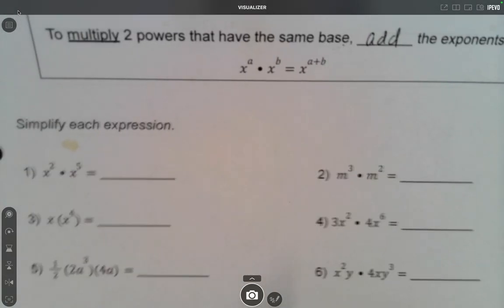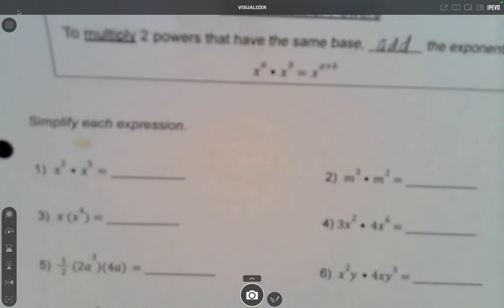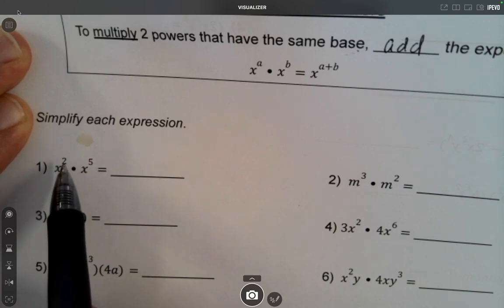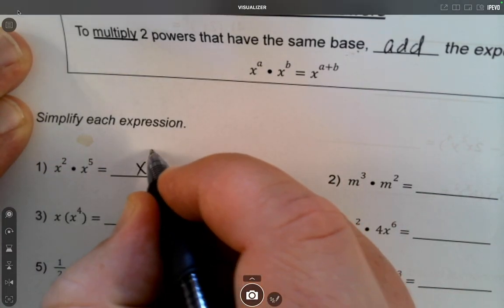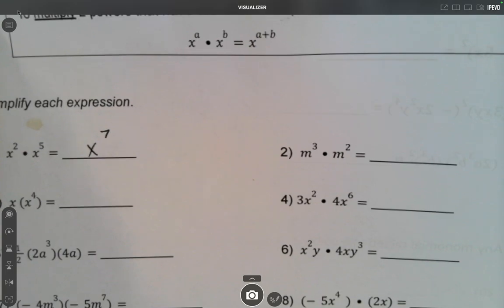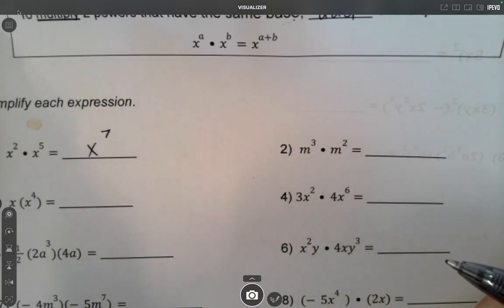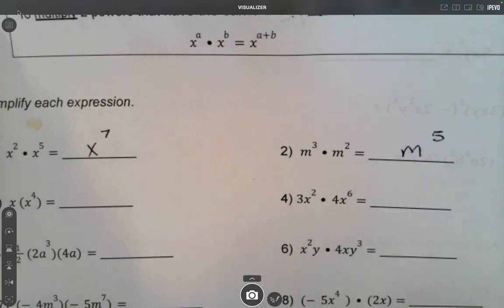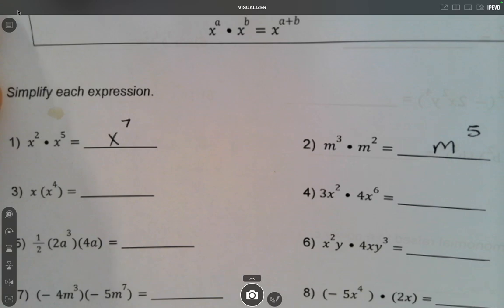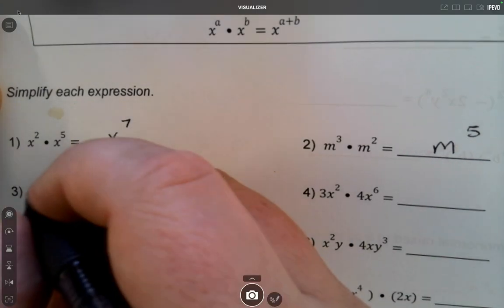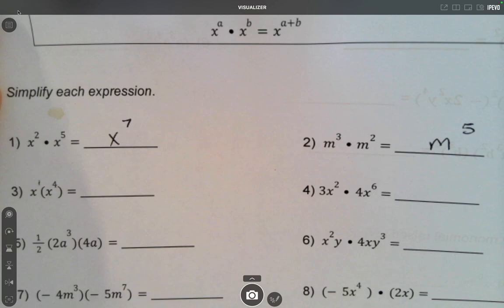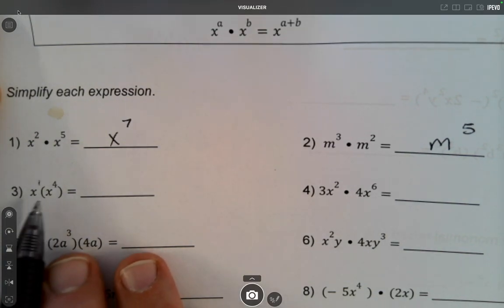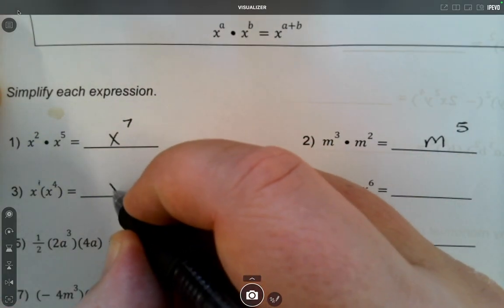So number 1, I think that focus will be a little better. They have the same base, so I just do 2 plus 5. The answer is x to the 7th. Number 2, they have the same base, so I just add 3 plus 2 and get m to the 5th. Okay, now number 3, remember there's an understood 1 when no exponent is written. So you've got to remember that, because x times x to the 4th means you have to add 1 plus 4 to get x to the 5th.